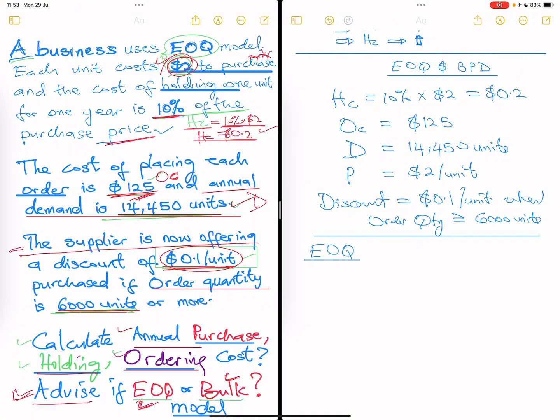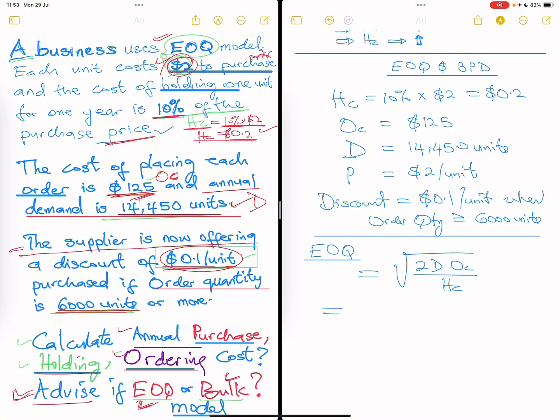But that's the end goal. Before we can get that, we need to be able to calculate the components of our cost. So the first thing is we need to calculate EOQ, which is the quantity we'll be ordering if we are using the EOQ model they have said the company is using. So what is the formula for EOQ? That is the square root of 2D OC over HC. Yeah, that is the formula.